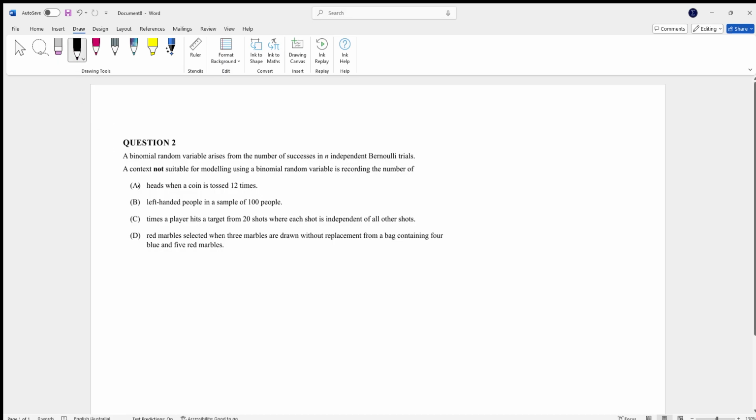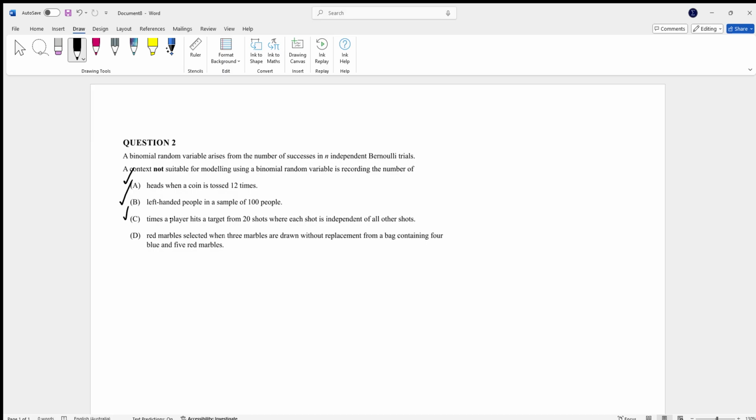I'm just thinking like A definitely works because it can be broken up into 2 things. So this one works because you can break it up into 2 things, heads or tails, and it's got a number of times here and they're independent. So that can definitely work. We're looking for what doesn't work here. B can work because you can have left-handed people and right-handed people and it's a sample of 100 people, so that works. C, times a player hits a target from 20 shots where each shot is independent of all other shots, so that also works.